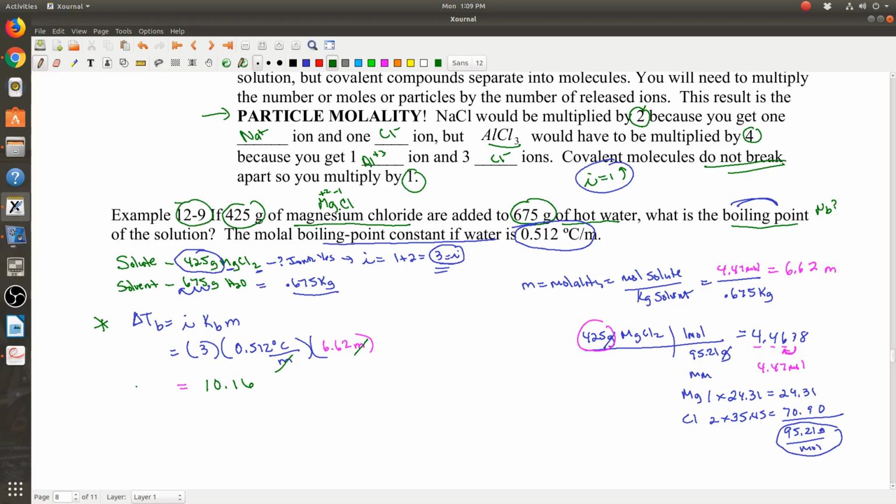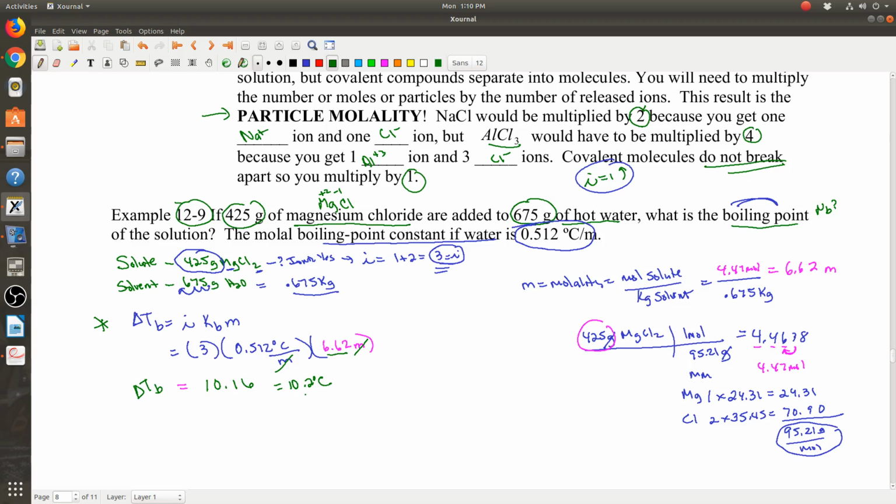So now I have the change in the boiling point, and I have to check for sig figs. I don't use the i value, because the i value is something you just count. I don't use the molal constant. I use this one. That's the only thing I calculated. That's 3 sig figs. So that's 10.2 degrees Celsius. That's the change in the boiling point.